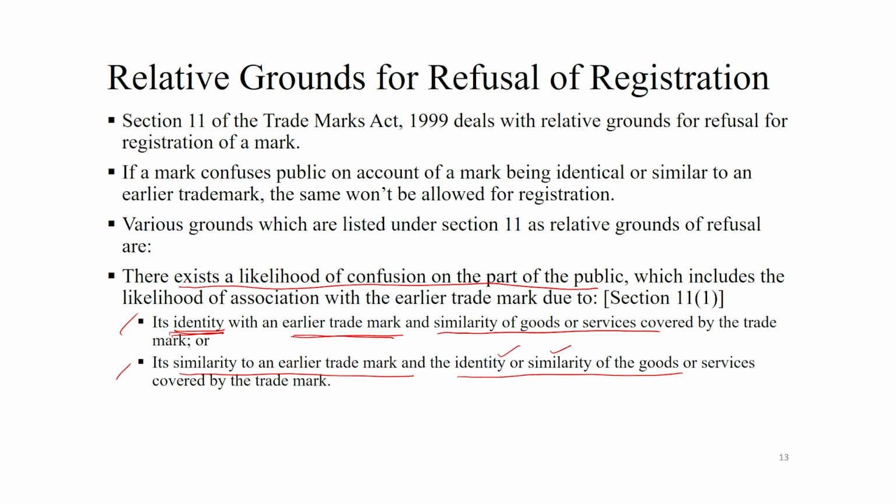So, therefore, there are two refusals: identical mark and similar mark. So, if my mark is identical to some earlier mark, it cannot be registered for similar goods. If my mark is similar to some earlier mark, it shall not be registered for identical goods or similar goods. This is what you have in section 11. We will go ahead, we have more. So, basic thing is section 11 gives you relative grounds of refusal because there is a risk of confusion, not because something is lacking in my mark.